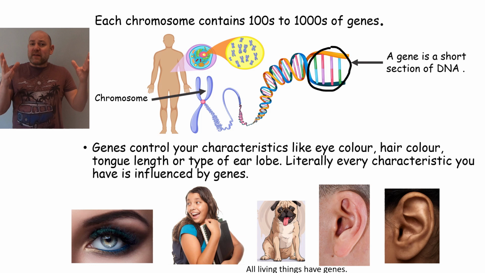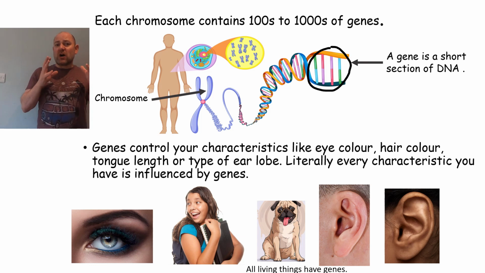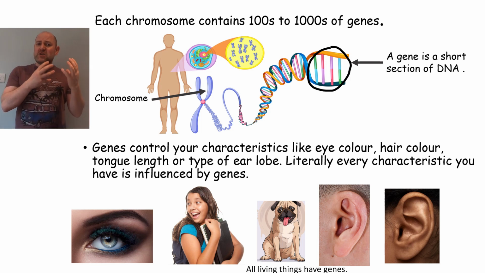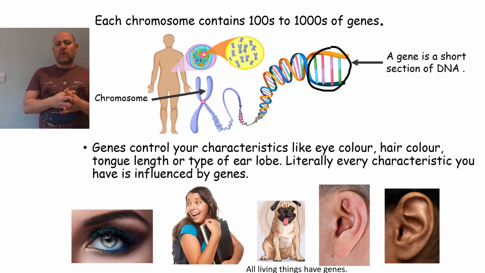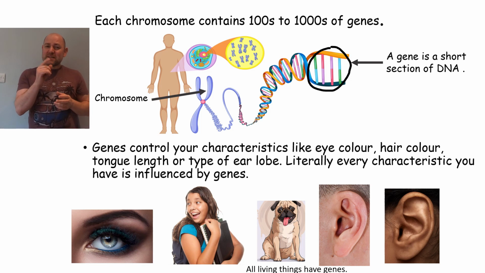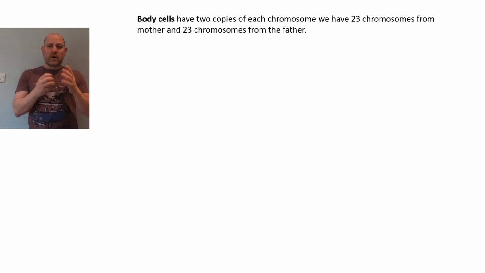So all living things have genes. So even this dog in the picture, all of its features are coded for by genes. Even a bacterium that is on your hand right now, or a fungi cell, its genes code for all of its characteristics. So, genes are found in all living things. They're even found in some non-living things like viruses. Anyway, let's move on.